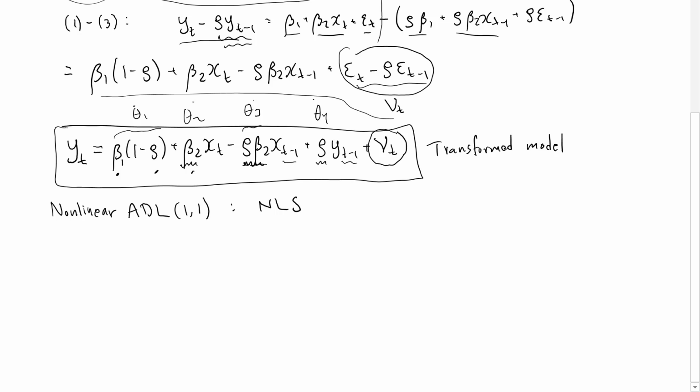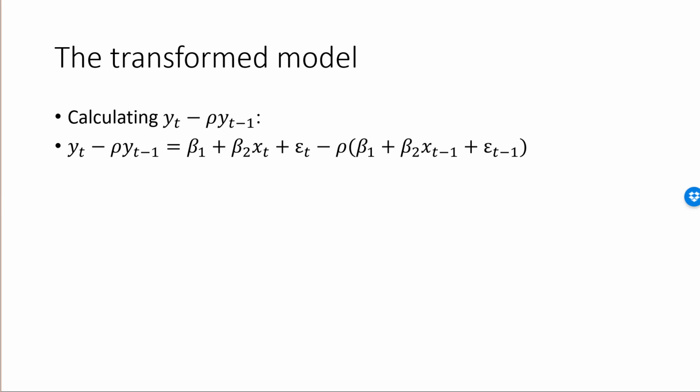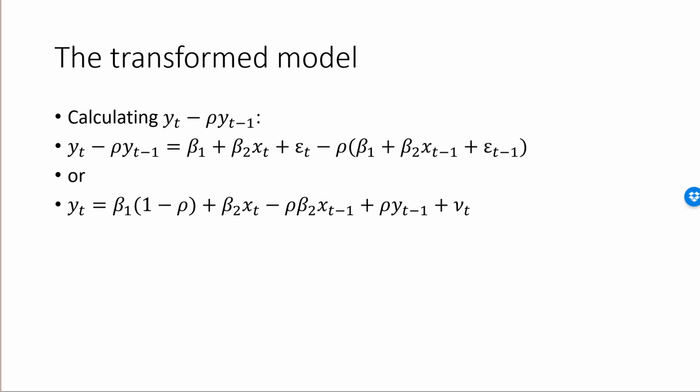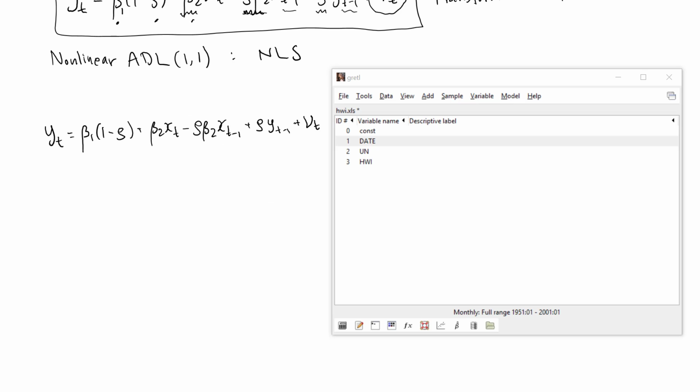So to summarize what we have said, we instead move to the transformed model. So we calculate y t minus rho y t minus 1, and that becomes this expression to the right. Expand this, and make the replacement epsilon t minus rho epsilon t minus 1 is nu t, we get this nice nonlinear ADL model with the Gauss-Markov errors. So I can just simply estimate all the parameters using NLS. So let's see how to do this in Gretl.